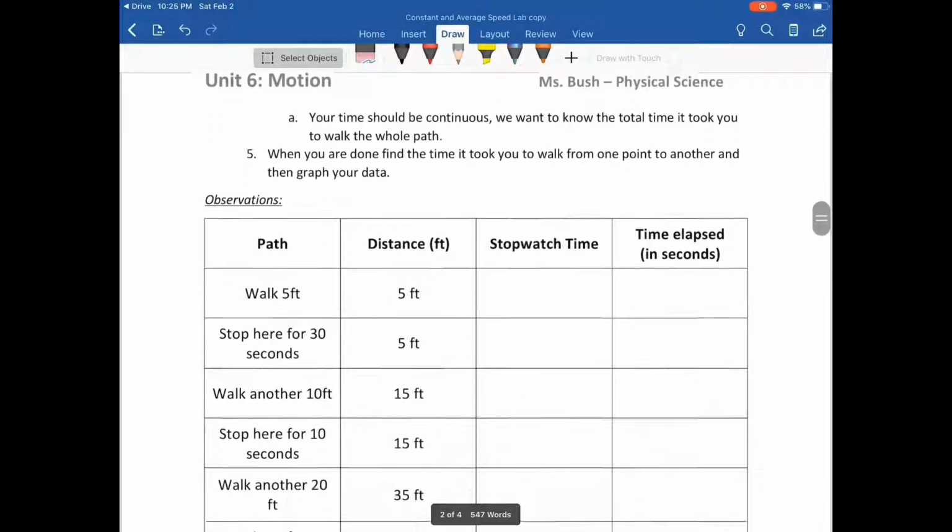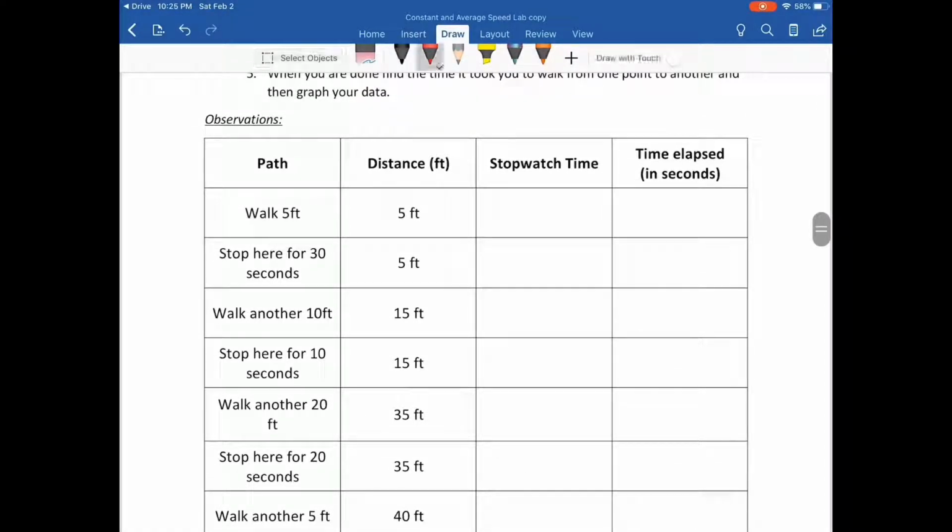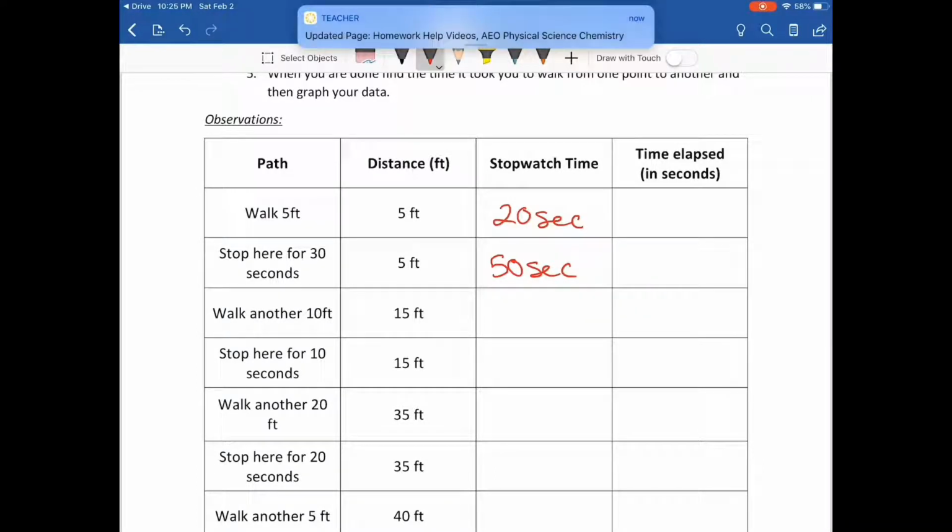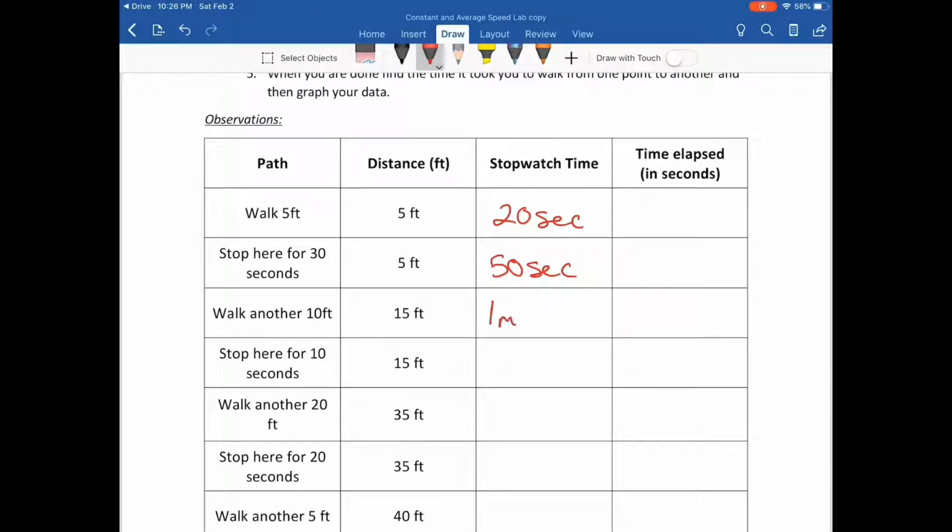All right, so I'm going to show you what I want for the times here. Let's say you walked the 5 feet, you looked at your stopwatch, and it took you 20 seconds to walk that. Well, then you had to stand there for 30 seconds, so now you're at 50 seconds. Then you walked another 10 feet, and now you're at, let's say, 1 minute and 7 seconds. Then you waited there another 10, so you're at 1 minute and 17 seconds. So this is kind of what I want it to look like.